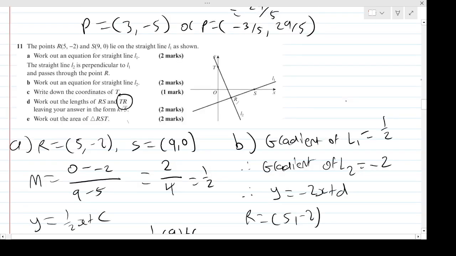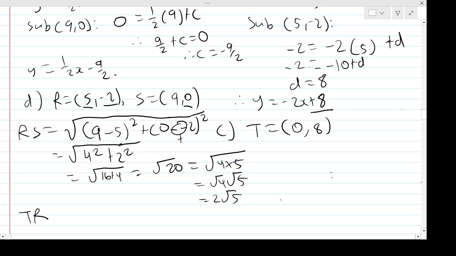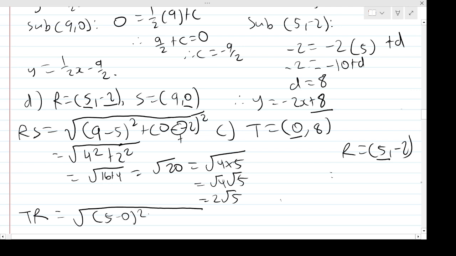Yep, the distance TR there. But again, it's the same sort of idea. So the distance between T and R, I need the square root of the change in x and change in y. So first is the change in x. If T is (0, 8), I'm going to restate R again. So R is (5, -2). So let's write it over here. Change in x: R here, 5, take away 0, which is the x coordinate of T, all squared, then the change in y. So I have minus 2, take away 8, and that'd be squared as well.